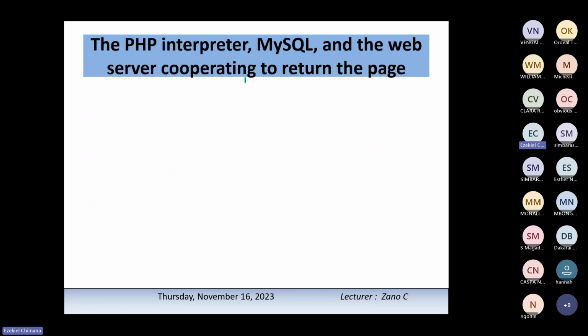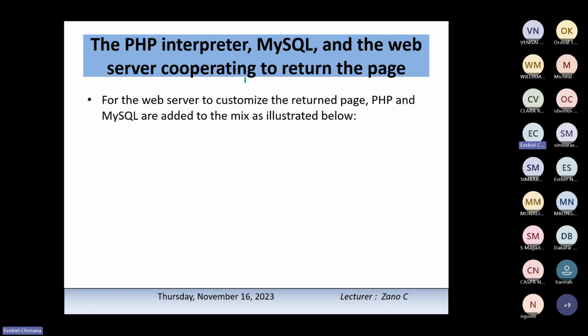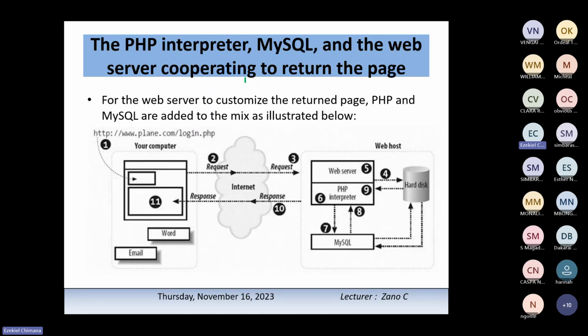On the previous one, we were given a static web page. But now let's look at this one. We now have PHP and MySQL. You are entering your URL here, right? And then after typing www.plain.com login.php and clicking enter, the request will be sent to your web host or the server. And then the web server will request the information from what?